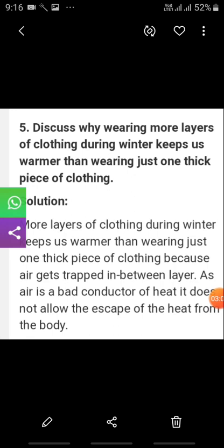Number 5. Discuss why wearing more layers of clothing during winter keeps us warmer than wearing just one thick piece of clothing. Answer: more layers of clothing during winter keep us warmer because air gets trapped in between the layers. As air is a bad conductor of heat, it does not allow the escape of heat from the body. Next, number 6.